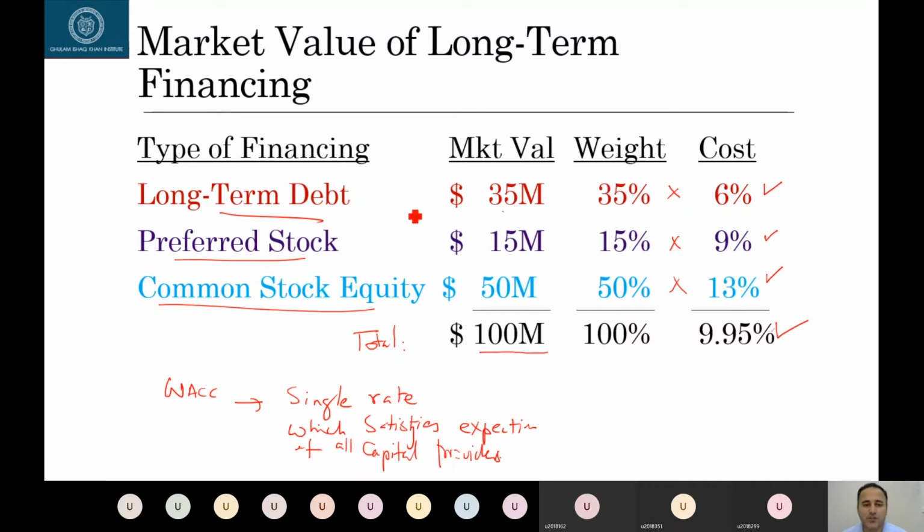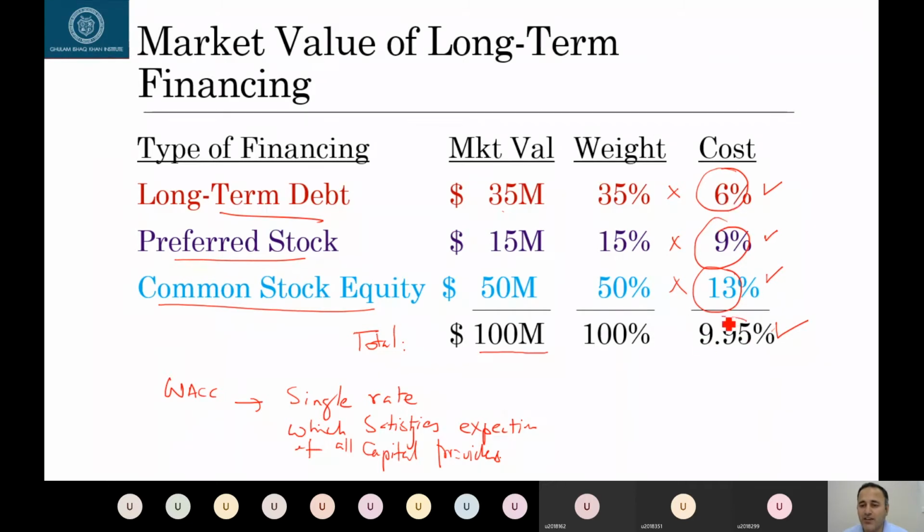Okay, so for example, long-term debt, the debt holders were expecting, let's say, 6% return, preferred stock 9%, and 13% for common stock equity holders. Of course, you can use individual rates, but that's not practical. If you are evaluating the value of a company, you need a single rate.